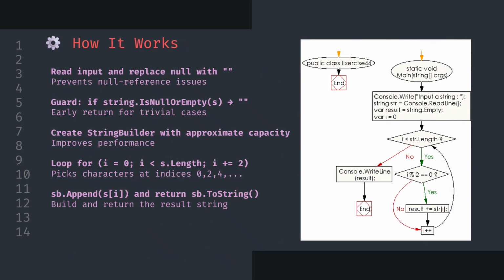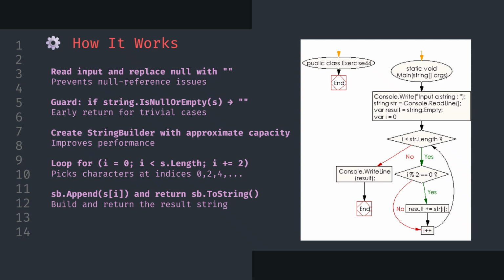Step by step, first protect against null or empty input. Then we allocate a StringBuilder, so appending characters is cheap. The loop's i += 2 is the key. We skip every other character. Finally, we convert the StringBuilder back to a string and then print it. This pattern is easy to unit test.